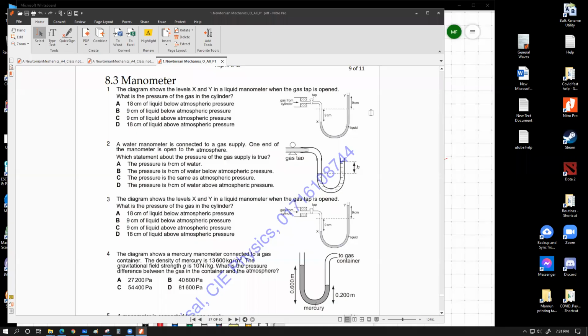Above atmospheric pressure means more than atmospheric pressure. Below means less. This is a pretty interesting question that students sometimes mess up. What you have to understand is that the reason they have given 9 centimeters is that when we did not connect this source with this manometer, both of these liquid levels were at this level. The moment we connected this to the gas cylinder, this one level went down by 9 centimeters, this one went up by 9 centimeters. So what is the delta H for this question? Is it 9 centimeter or is it 18 centimeter?